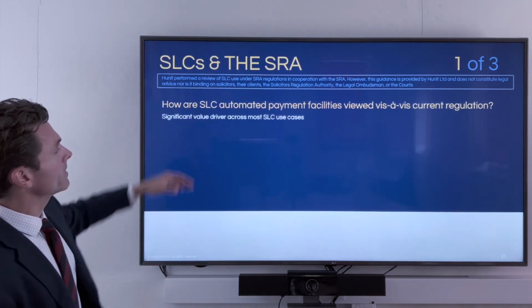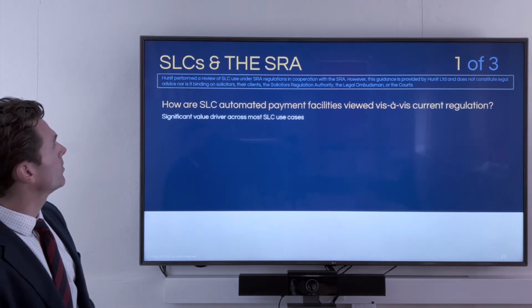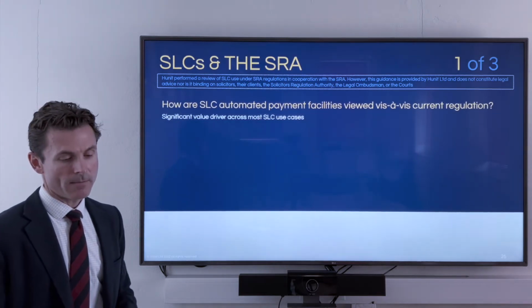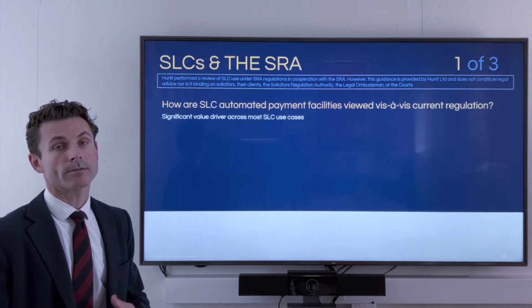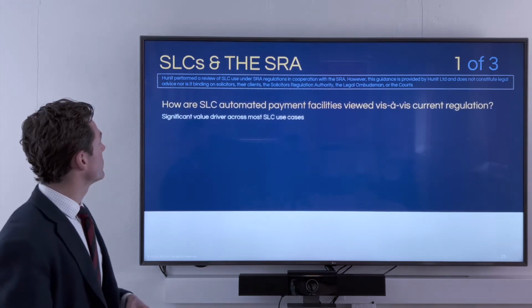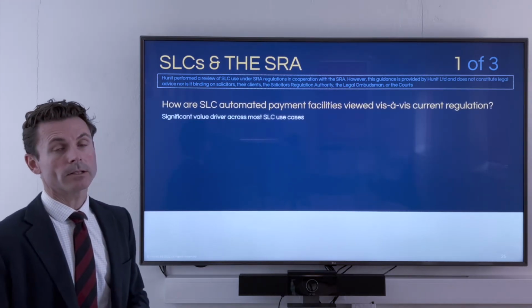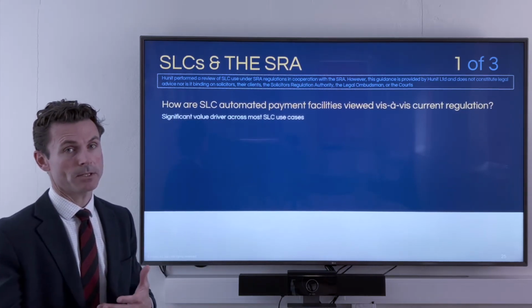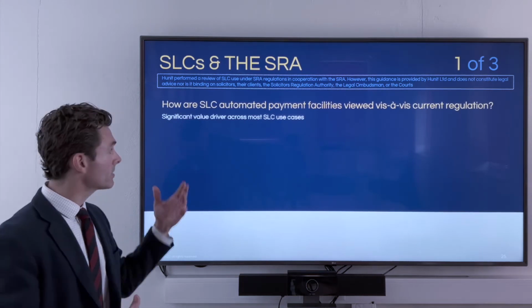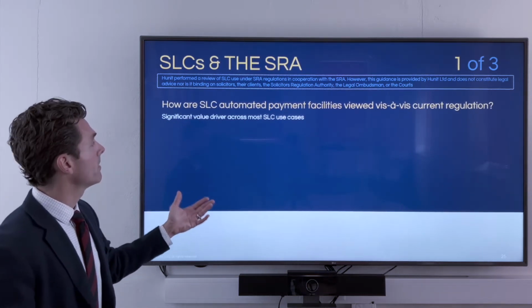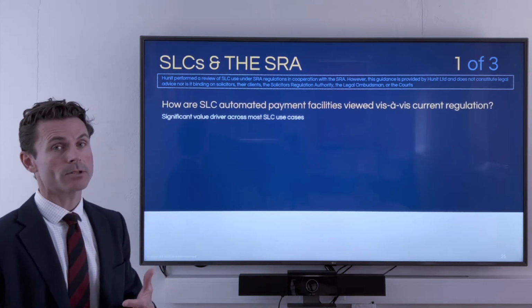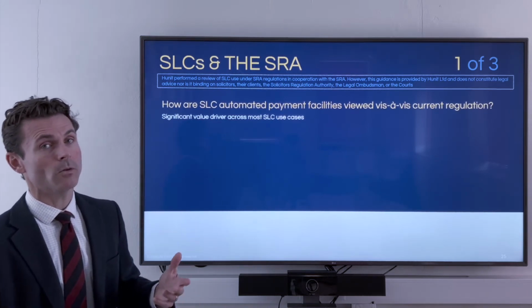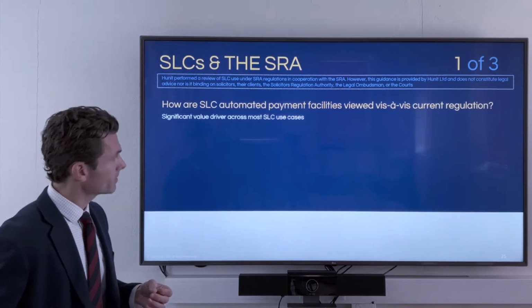So there were three parts to the investigation that we did with their support. Number one is how are smart legal contract automated payments viewed vis-a-vis current regulations with regards to use of client funds or client trust accounts. A significant value driver for smart legal contracts is their ability to receive and forward cash, so basically to mediate payments pursuant to a legal obligation. But if the SRA, under its accounts rules, finds that is a challenging value proposition for automation, then clearly smart legal contracts are going to have a hole in the value they can deliver to the market.